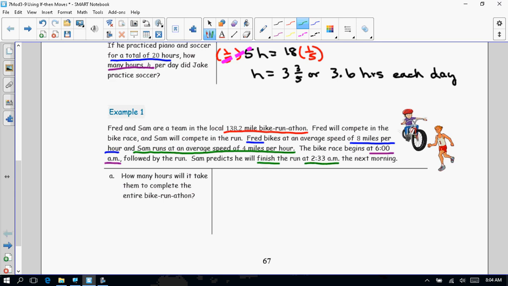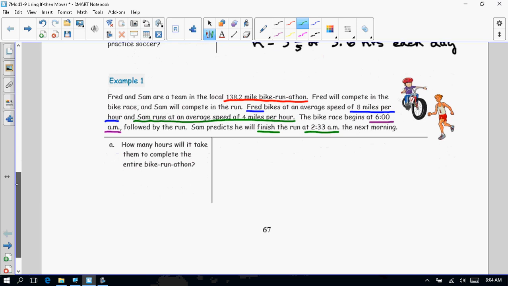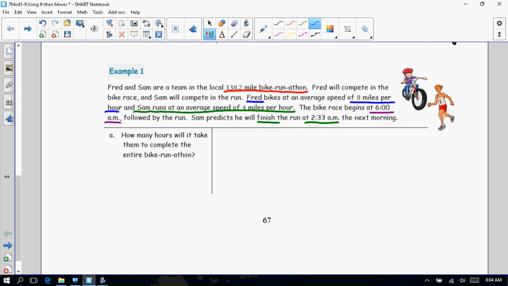So how many hours is this race going to take them? So 6 a.m. to what? 2:33. That's pretty specific, but 2:33 a.m. How many hours is that? Well, if I just go 6 a.m. to 2 a.m. the next morning, that is 20 hours. And then we've got that 33 minutes left over.